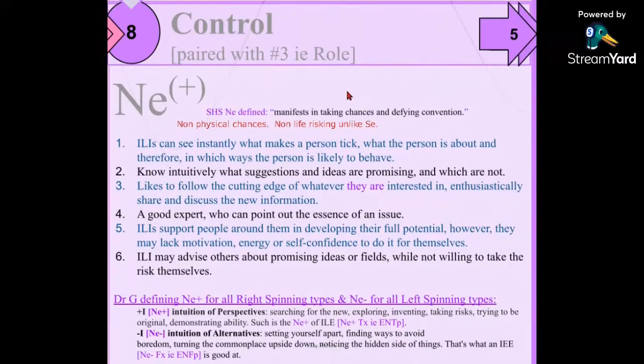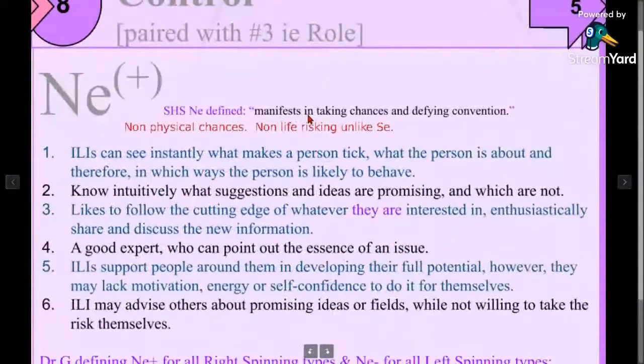Again, it's backseat driver. The NI driver is not the NI and TE, not that. It depends if they say something relevant. So then this here manifests in taking chances in defying convention.